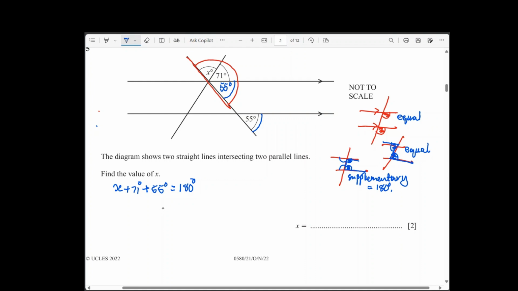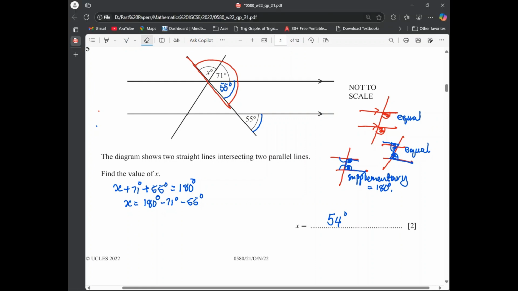If we do the math, then our x will be equal to 180 degrees minus 71 minus 55 degrees. On your calculator, fingers on the buzzers, let's go. 180 minus 71 minus 55 is equal to, final answer, 54 degrees. Okay, let's go to the next question.